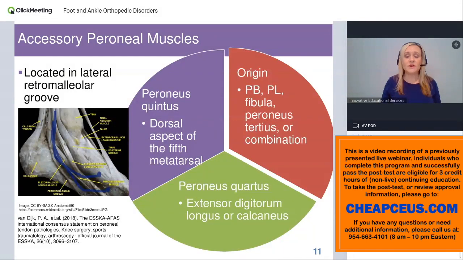But what they have discovered is there are two more peroneal muscles. So our peroneus quartus, they're originating kind of either off the muscle bellies of the peroneals we're already familiar with or the fibula itself. And then that tendon is also going to come down and attach into that either calcaneus or that extensor digitorum. And then the peroneus quintus, meaning five, that's coming down onto that aspect of the fifth metatarsal.